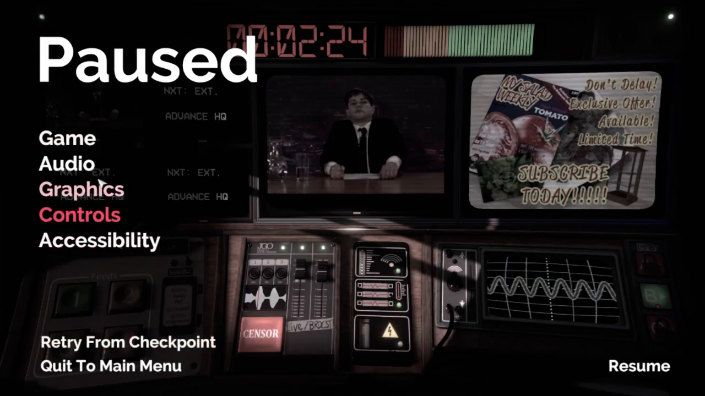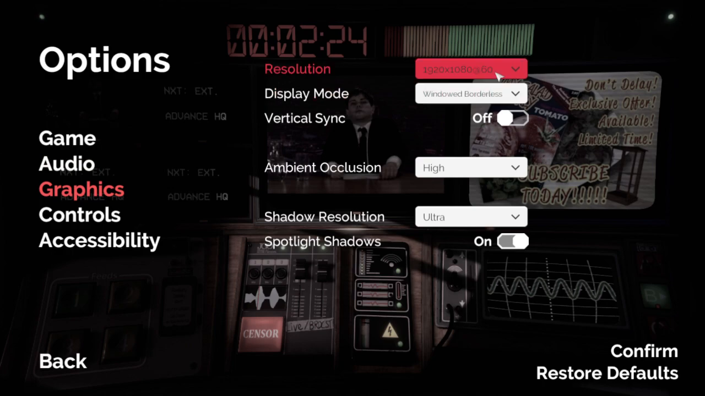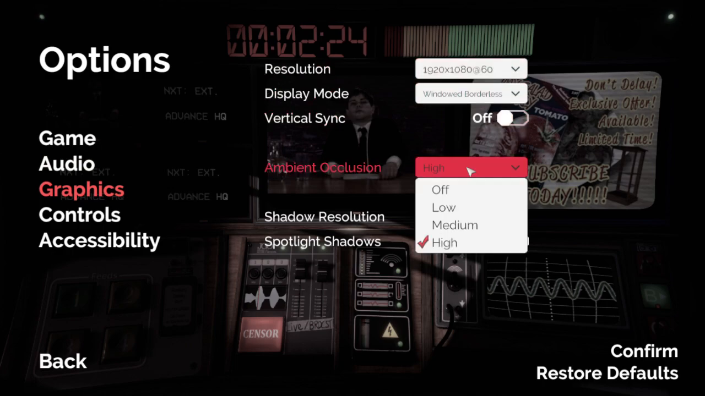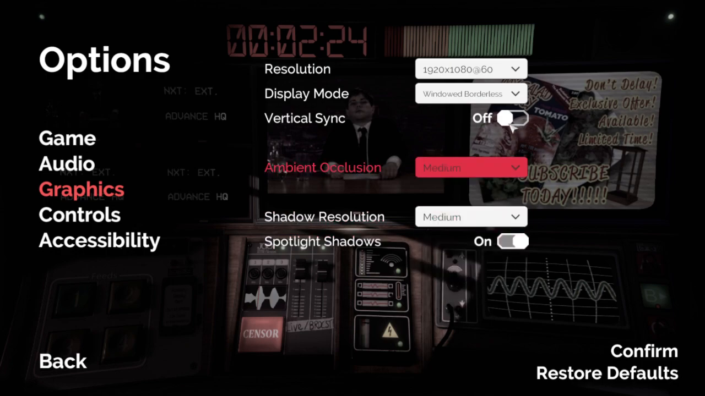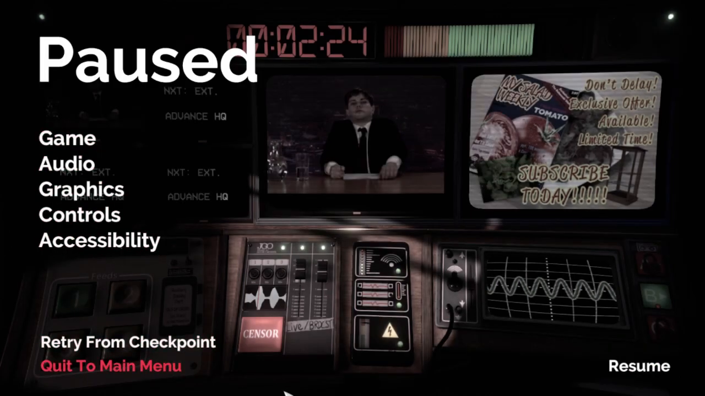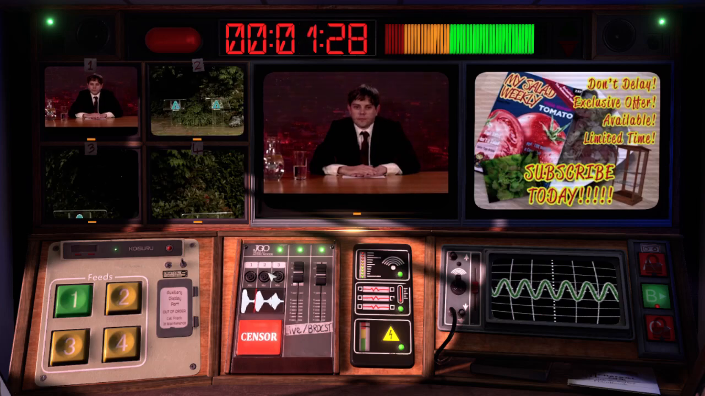Oh, okay. I'm just going to change the graphics to be, yes. I don't want such a high graphics because I don't need it, I think. 3.